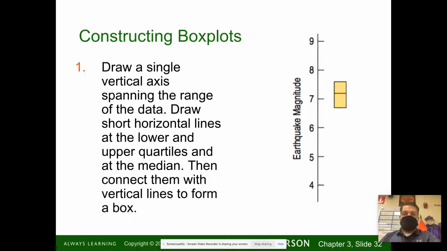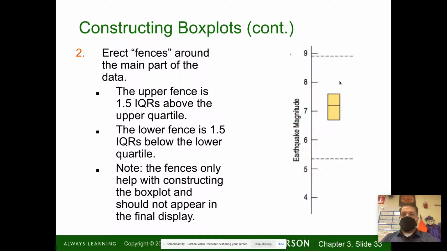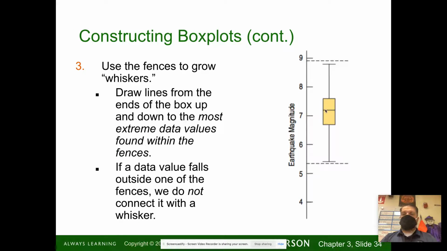And what they're saying is, I'm pointing to the screen, but you guys can't see me point to the screen. This right here is the 3rd quartile. This is the lower quartile. And this is the median. And then you're going to draw a straight line. That's why it's called a box and whisker plot. So these are the whiskers.